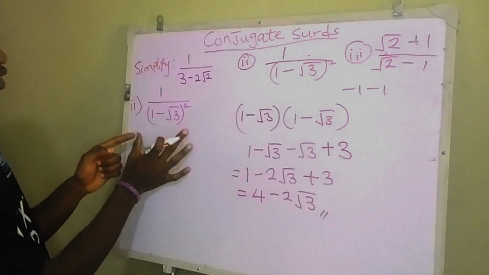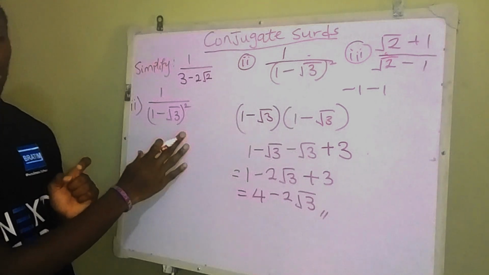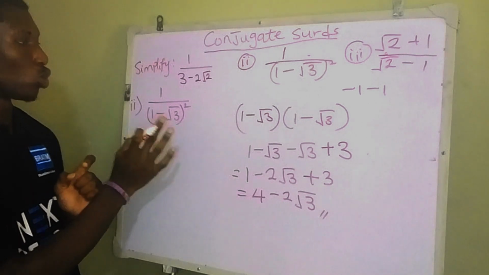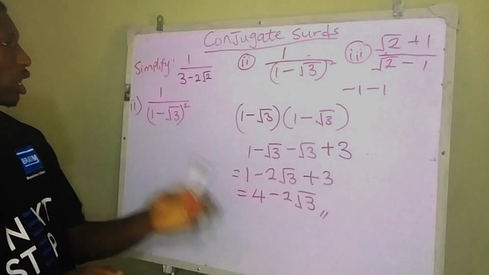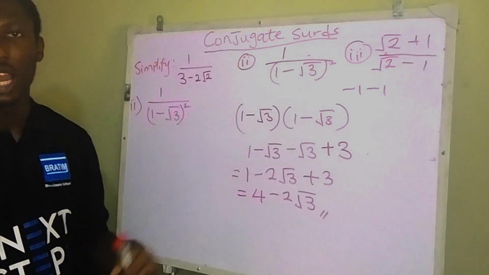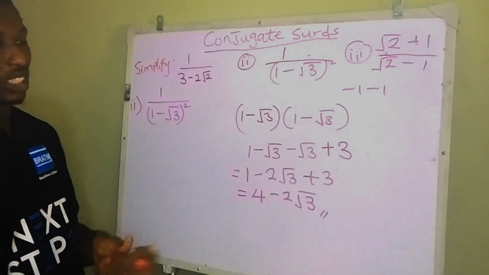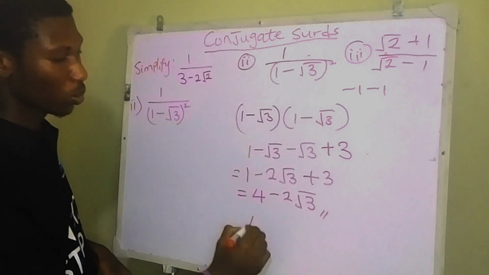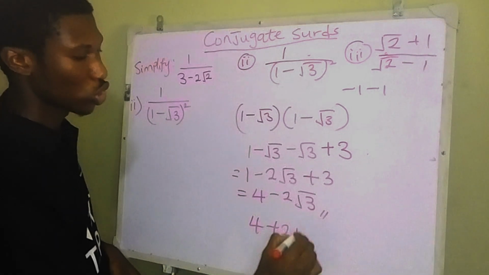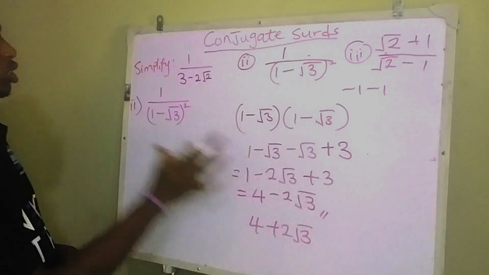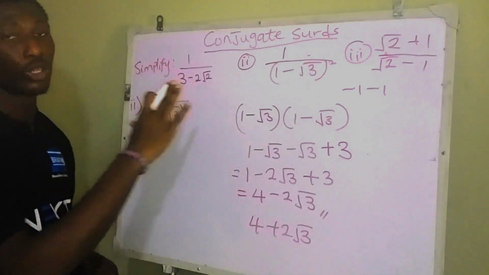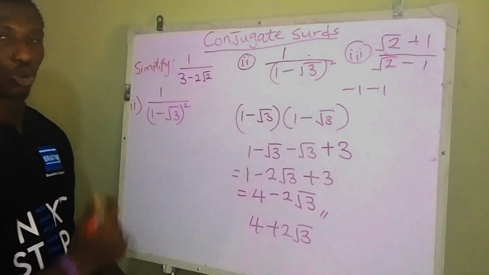Now, this is what I can put in the denominator here. So let us now put it here and rationalize it by finding the conjugate. And therefore, you all know that the conjugate now will be 4 plus 2 square root of 3. So let us now use this here before multiplying the numerator and the denominator by its conjugate.